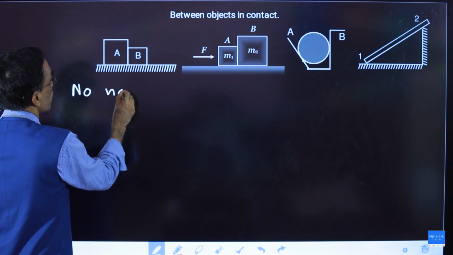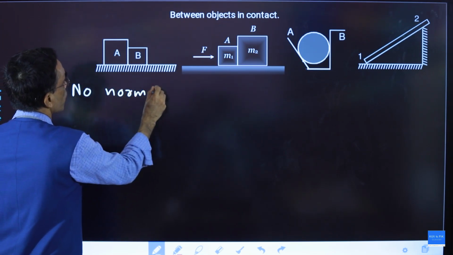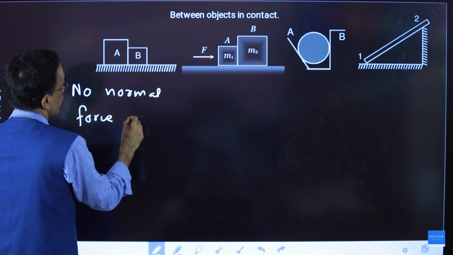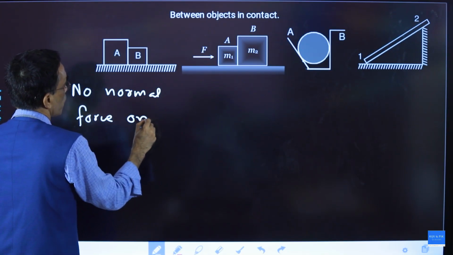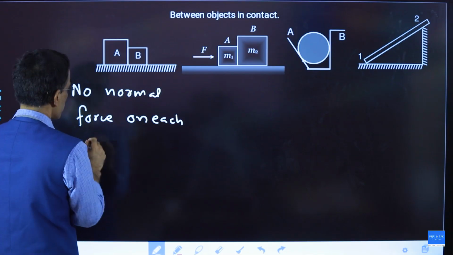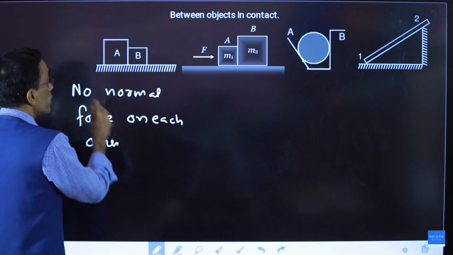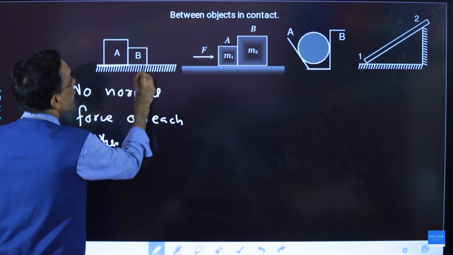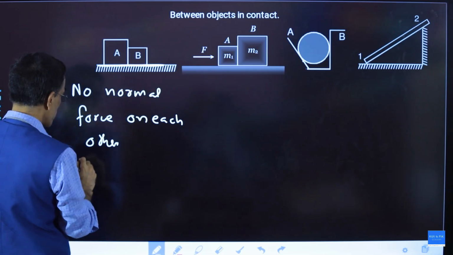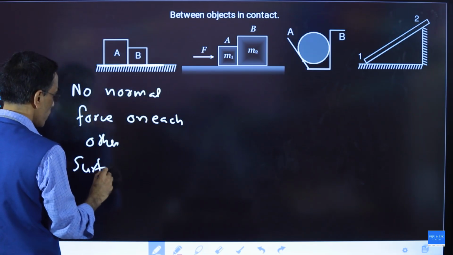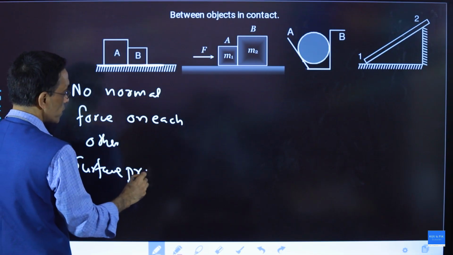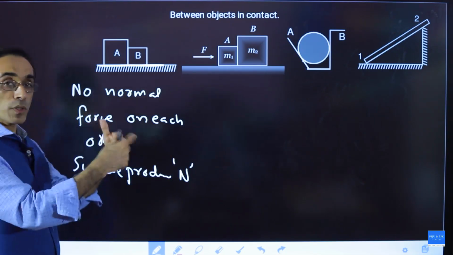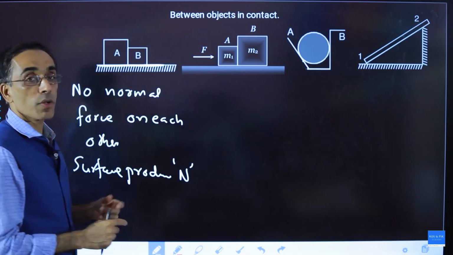No normal force on each other. They do not exert normal forces on each other. But see, they are at rest on this surface, and the surface produces a normal reaction. They do not produce normal reaction, but the surface is producing a normal reaction.